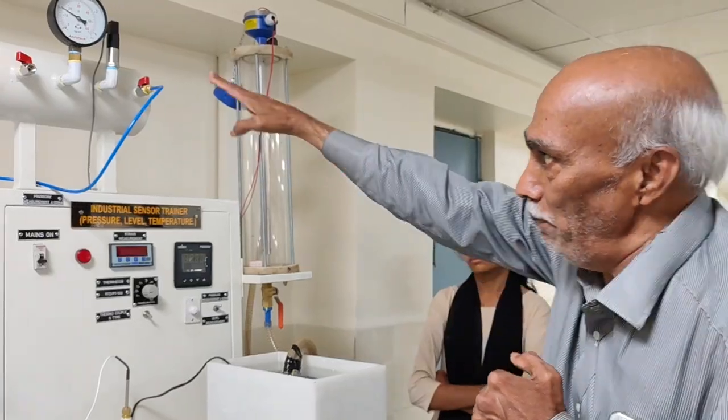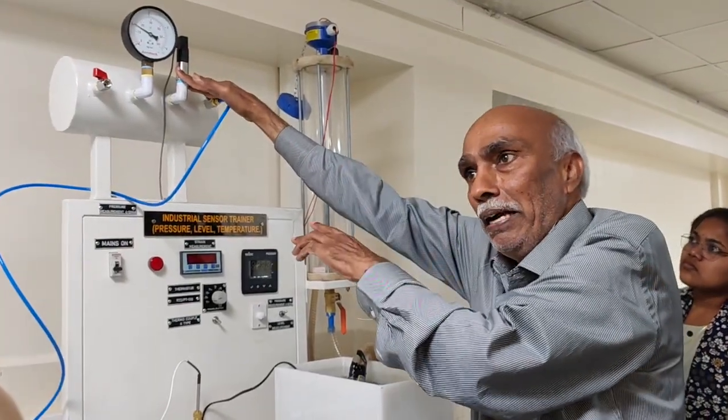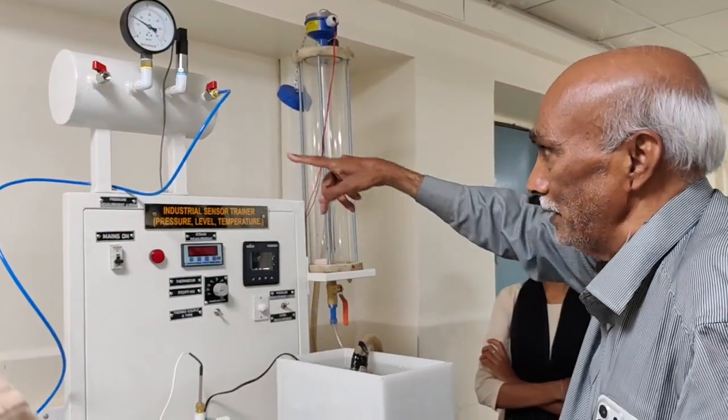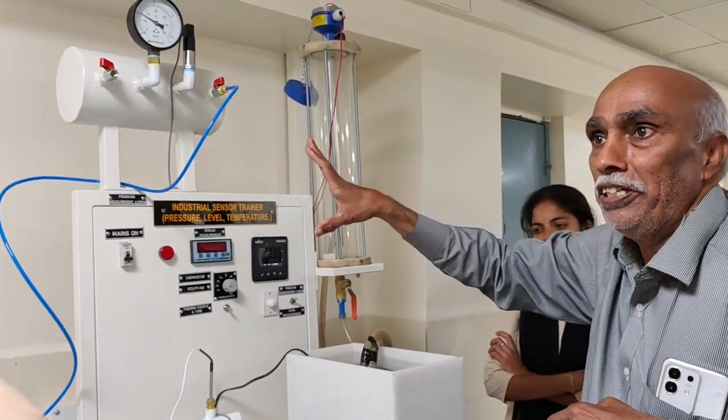At 40, the same pressure sensor at 4 bar you will get 20 milliamps. At 40 bar also you will get 20 milliamps. But that time you need to do the scaling. For 20 milliamps, if the sensor capacity is 10 bar, you need to fix it.